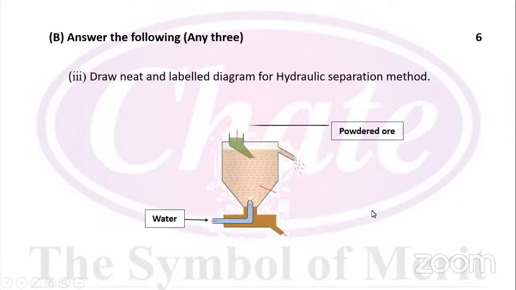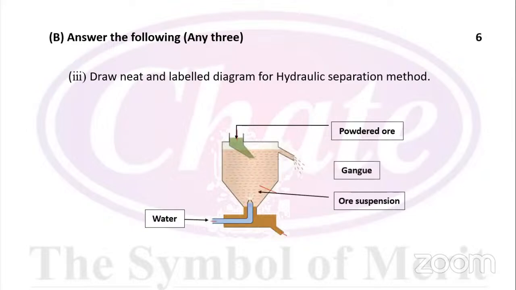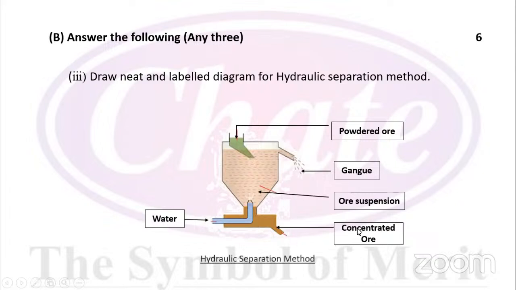The water and powdered ore is poured from the upward, that means from the top. Then the ore suspension, gangue, these are the things. Okay, so pressurized water goes in. And the concentrated ore can be collected at the bottom, because the light particles of the gangue will be collected from the top like this. So this is the hydraulic separation method. Okay, moving to the next.